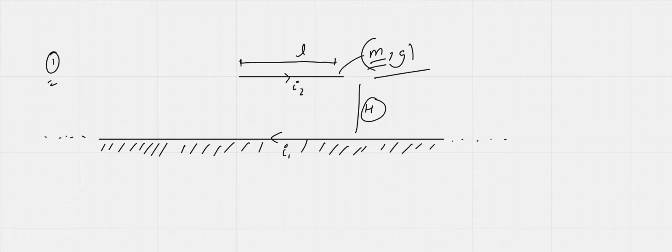What is this h at which it is balanced? I'll come to SHM later, but for now just let me know the distance. Calculate the value. Just solve it and get me the solution.